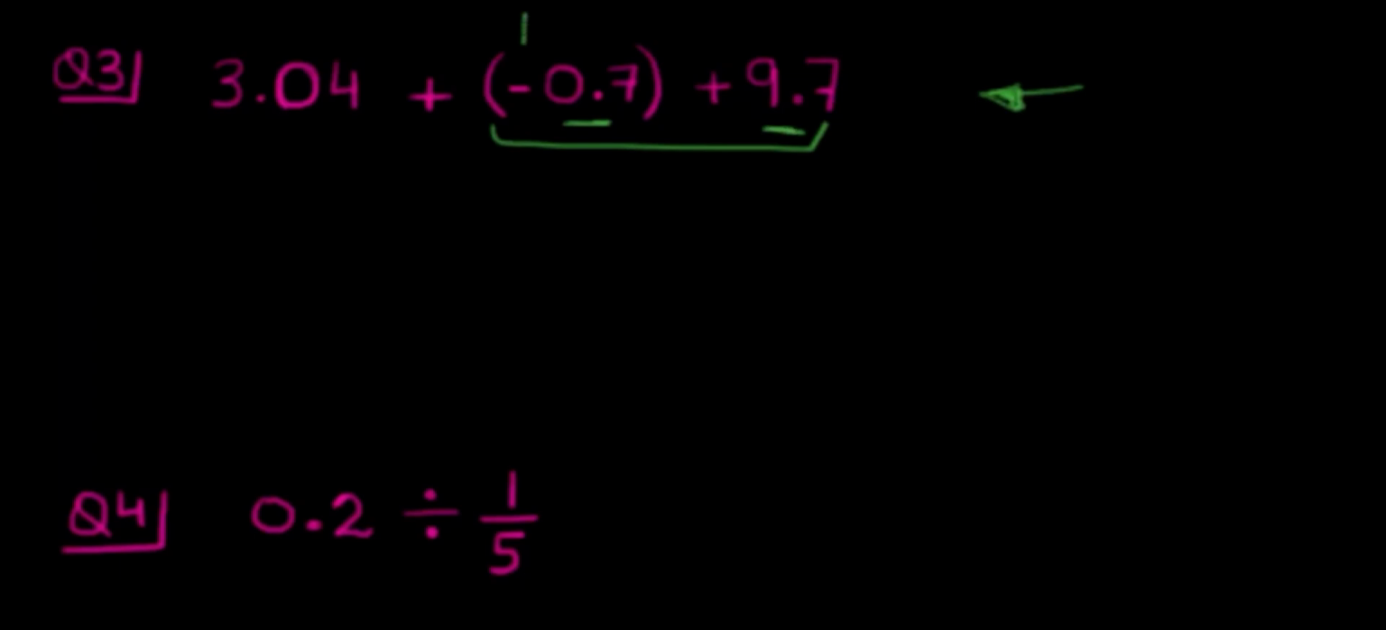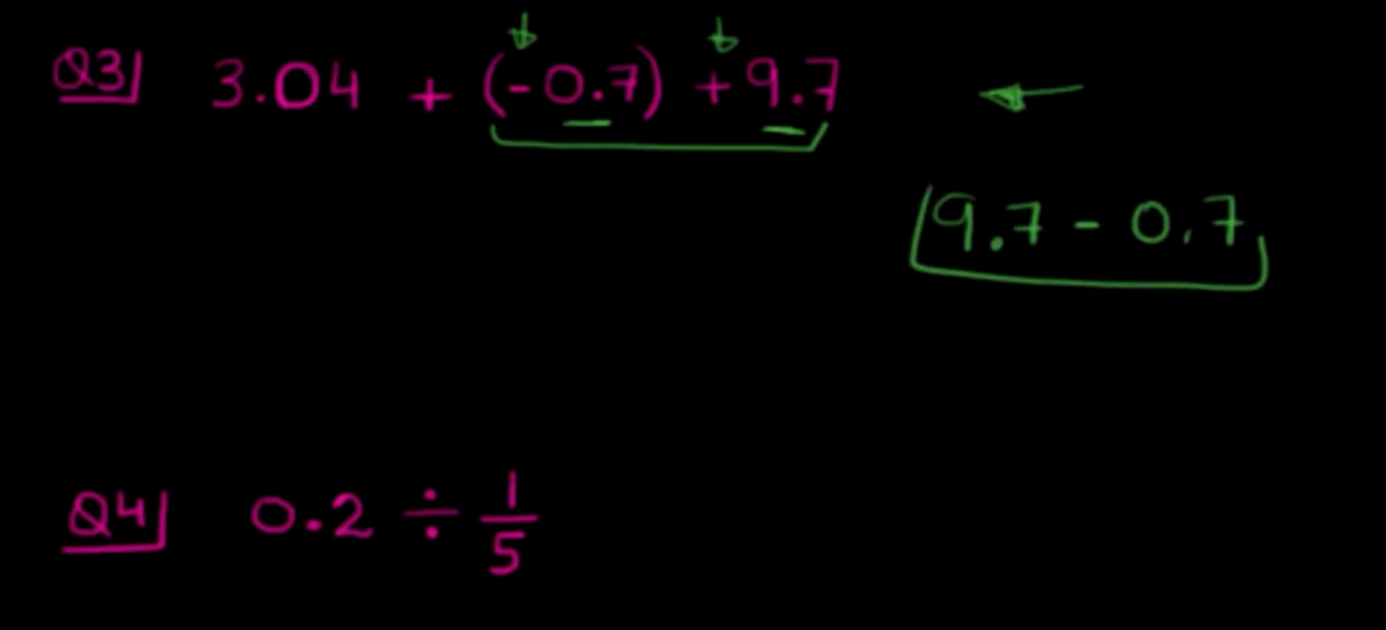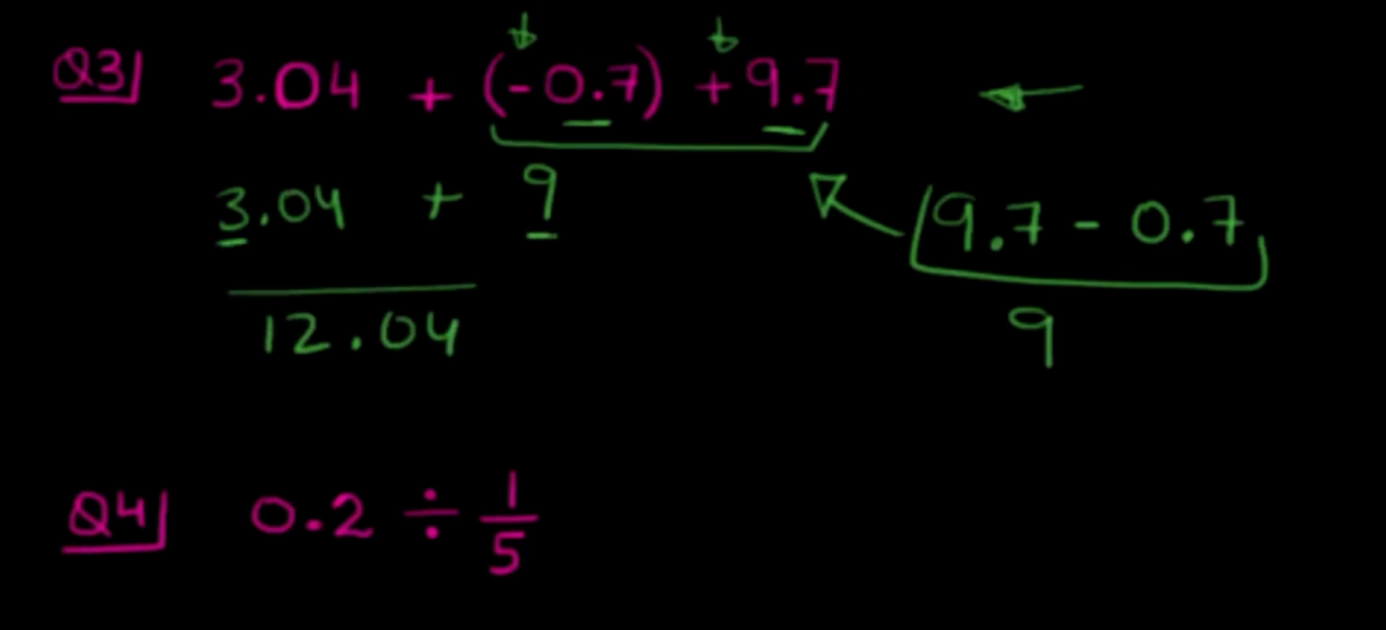Do you see? This is a negative here, and that's a positive. So it's 9.7, and you're taking away from it. If I just rewrite it as 9.7, take away from it 0.7, would that be the same thing as what's stated here? 9.7 take away 0.7 is 9. The 0.7 is gone, so I'll bring that back, that's a 9. Now 3.04 plus 9, I'm only adding the whole numbers, which is 12. The 0.04 carries over. A bit quicker than doing the long addition and subtraction, right?